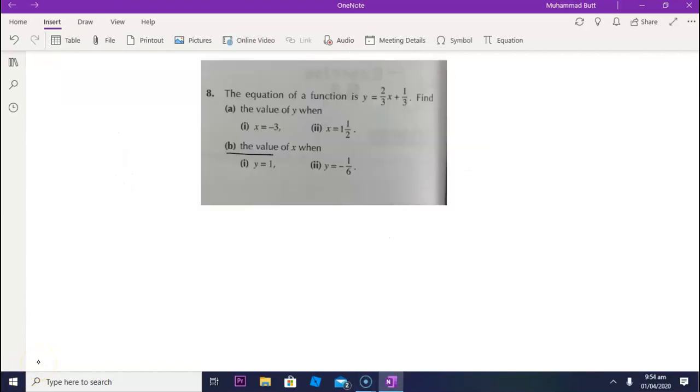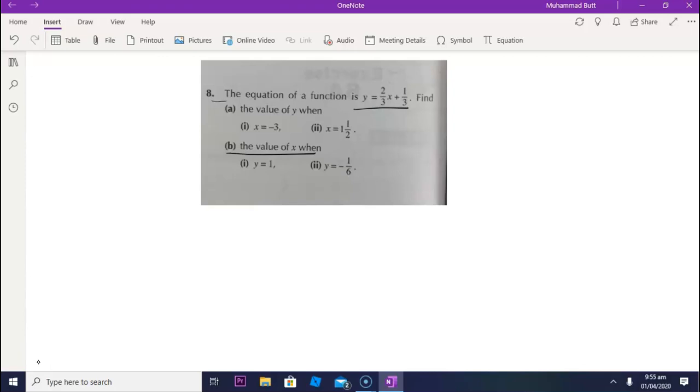Part B of question number 8 of exercise 6A: the equation of a function is y equals 2 by 3x plus 1 by 3. Find the value of y when x equals minus 3, x equals 1.5. It's very easy. We are going to substitute the value of x, and you can easily find out the value of y. For part B, you have to calculate the value of y.